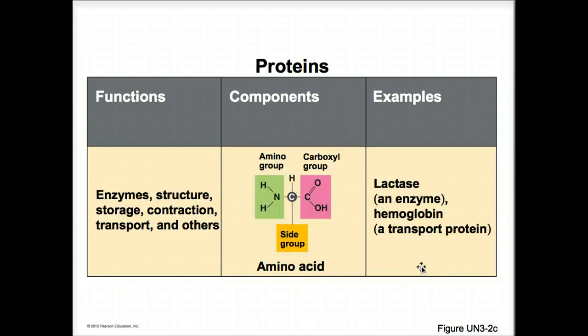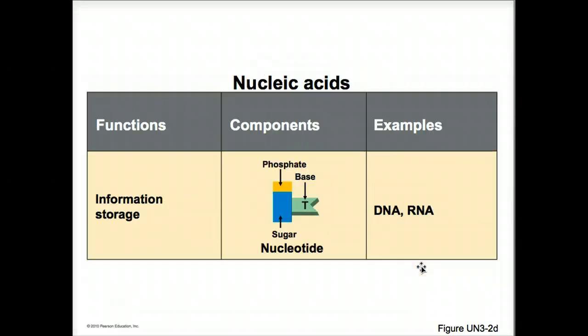Your proteins, remember multifunctional, 3D shape is very important. Your basic monomer is your amino acid. And last, your nucleic acid, so your DNA and RNAs, those individual monomers of a nucleotide, which is made up of 3 parts, your sugar, your phosphate, and your base.